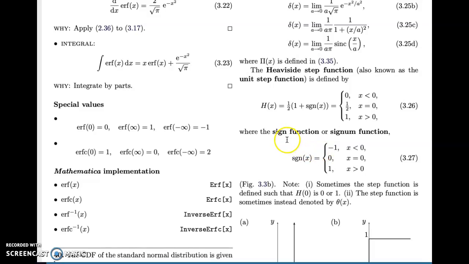The sign function, SIGN function or signum function, is also quite useful. Its definition is obvious: it's -1 if x is less than 0, +1 if it's greater than 0, and 0 at 0. And you can use this function to define the step function. Heaviside was an engineer, mathematician who came up with this rather simple function, so that's why it's given the symbol H. Sometimes it's also given the symbol theta.